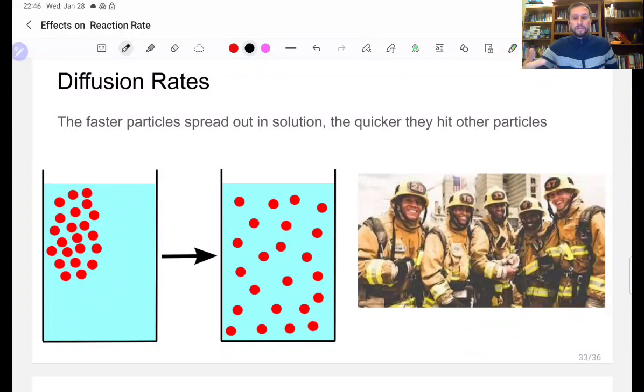So again, this could be particles in a liquid. If you just add them and they sit there and then they slowly spread out, like a dye, for example, you can picture a dye in water. If you just drop a piece of color dye in water and it slowly spreads out, that's the diffusion rate. The same thing can happen with a gas in the air.